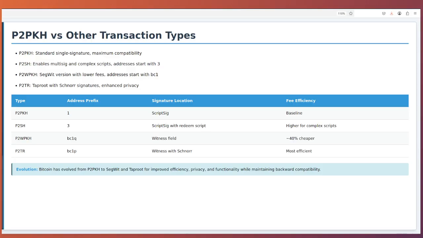Choosing between transaction types involves trade-offs. Use P2PKH for maximum compatibility with older wallets and services, though it is becoming less common. Use P2WPKH for the lowest fees and modern features like Lightning Network compatibility. Use P2SH for multi-signature or other complex spending conditions. Use Taproot when privacy and advanced features are priorities, and all parties support it. As Bitcoin evolves, newer transaction types generally offer improvements, but adoption takes time across the entire ecosystem.